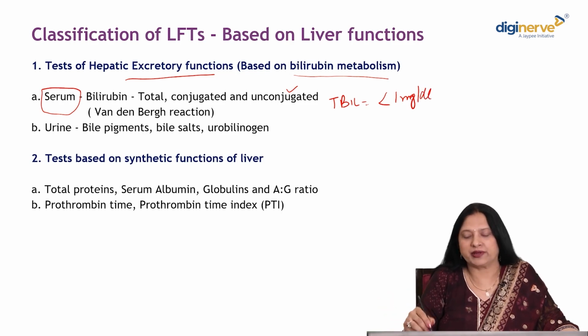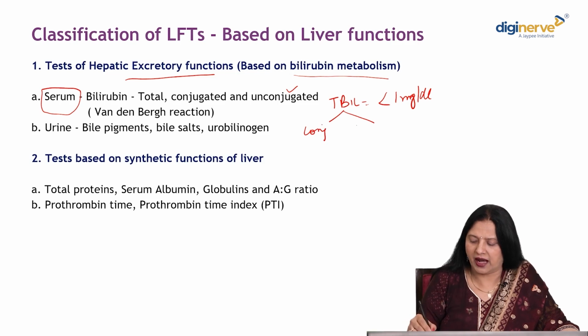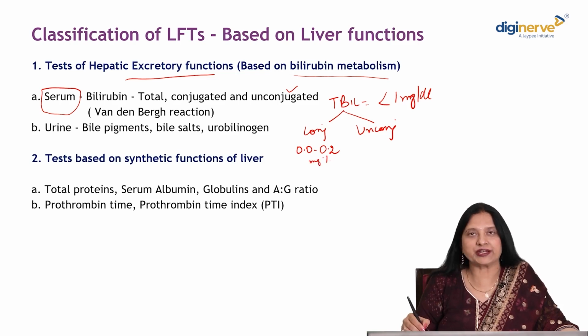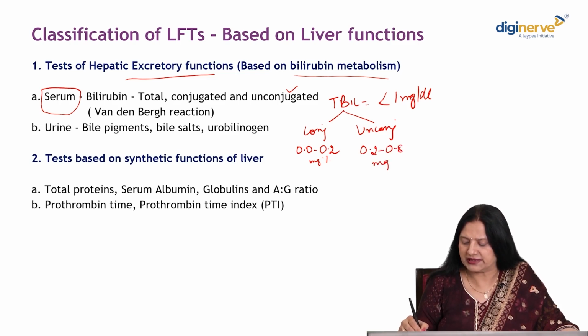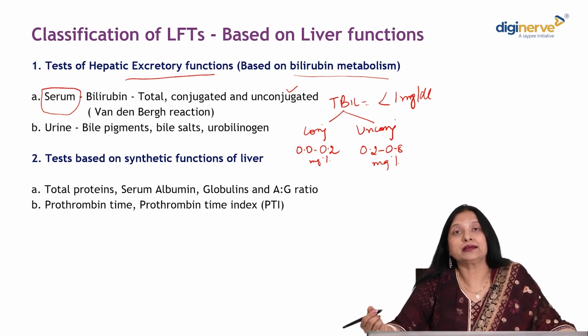This total bilirubin is comprised of two fractions, conjugated and unconjugated. So how much is the conjugated fraction? It is just 0.0 to 0.2 milligram per cent, and the unconjugated one is 0.2 to 0.8 milligram per cent. Now, why is it so? The reason is very simple.